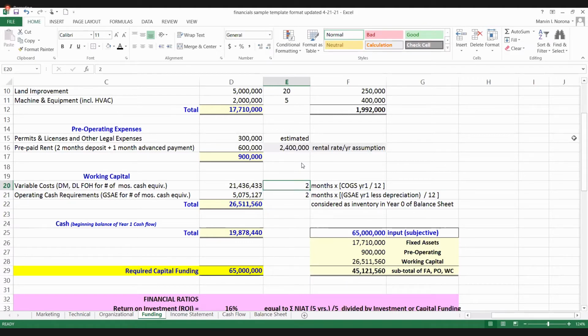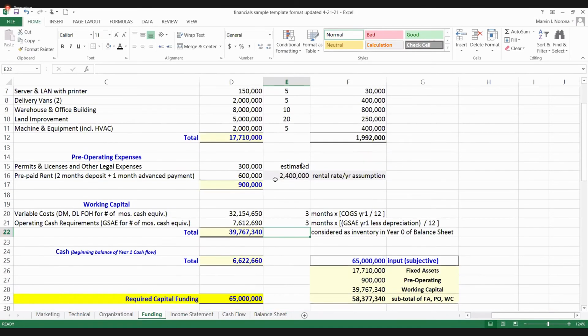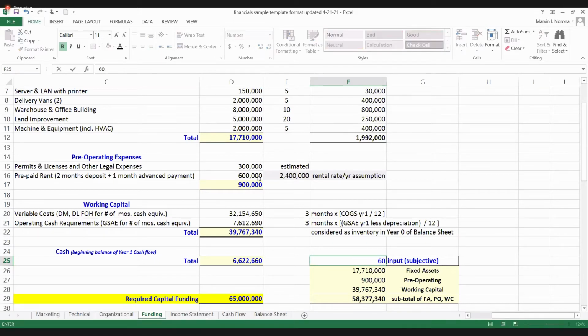So kung kunyari natataasan kayo sa 3 kanina. Kung titingnan niyo yung 58,000 yung sum ng first 3. Listen carefully, 1, 2, 3. Dito lalabas yun, 58,000. Okay? Subjectively, pwede kayo maglagay rito ng 60,000. Ayan, pwede mo lagay 60,000. 60 million.